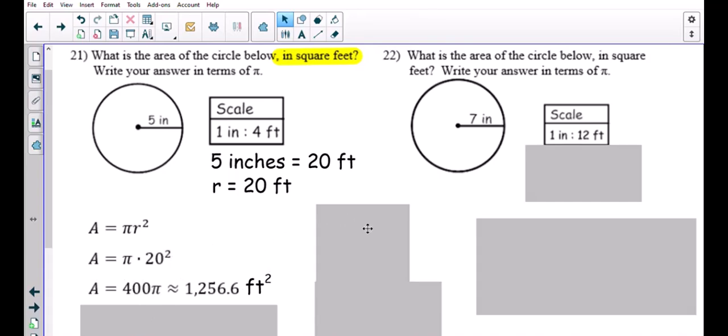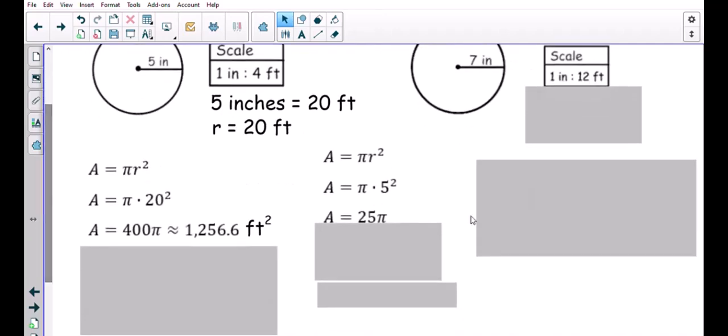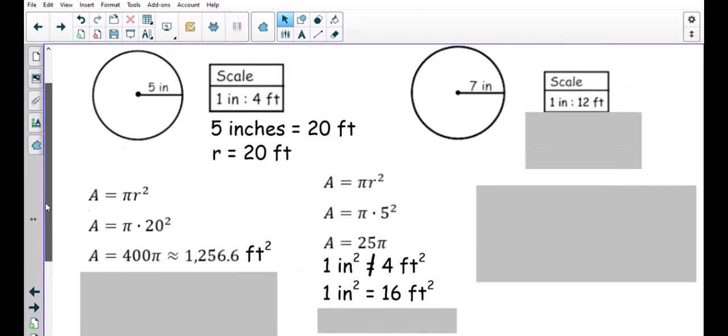Now, I often have students who think, well, if I take area equals pi r squared and I want to use 5 as my radius, can I do that? Sure, pi times 5 squared gets me 25 pi, and then they say, can I just multiply by 4 at the end? Take a look at that. If I take 25 pi times 4, that gets me 100 pi, not 400 pi. So here's the thing that you have to realize is that 1 square inch doesn't represent 4 square feet.